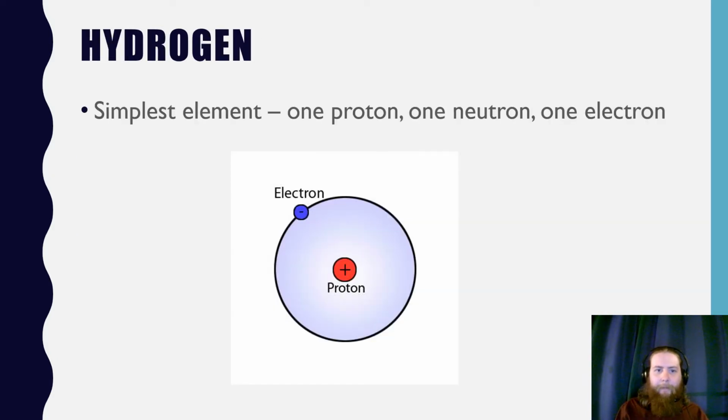Hydrogen is our very simplest element. It has 1 proton in the middle. It does not have a neutron all the time. Sometimes it can, and that's an isotope. We're going to talk about that. And it has 1 electron. This here does not have a neutron. This is just 1 proton and 1 electron. It is the very simplest element that exists.